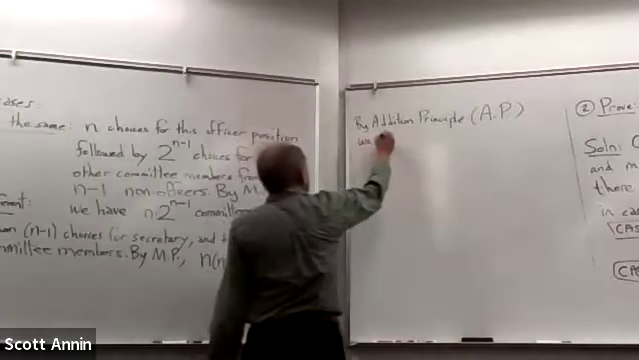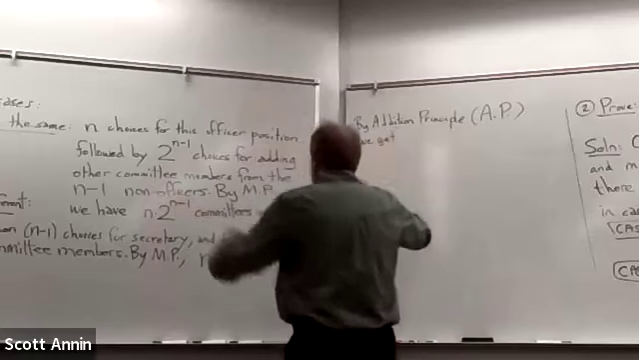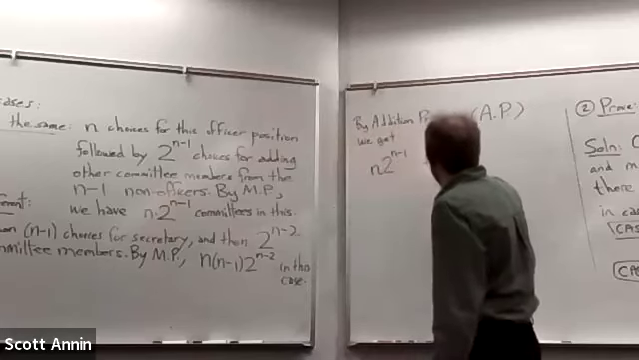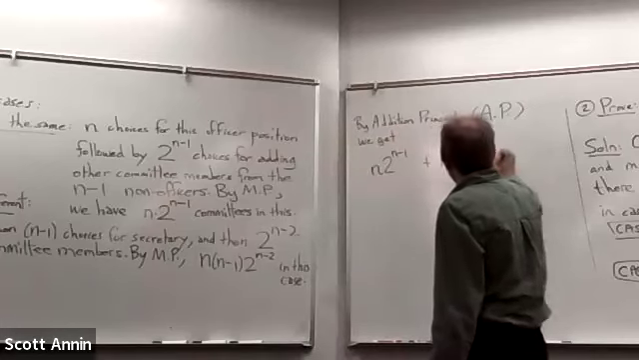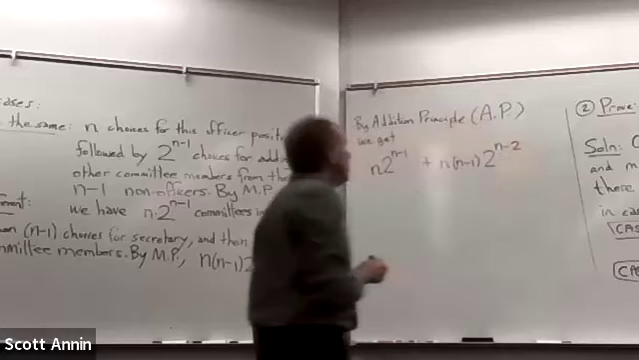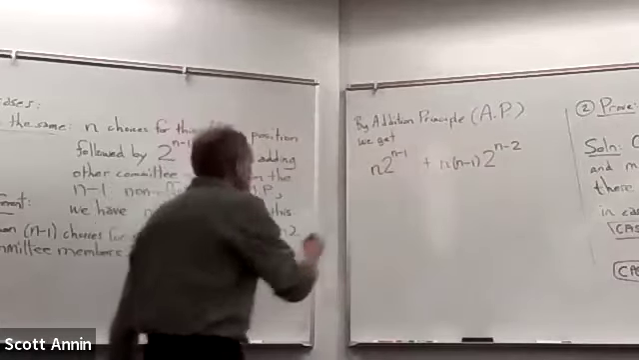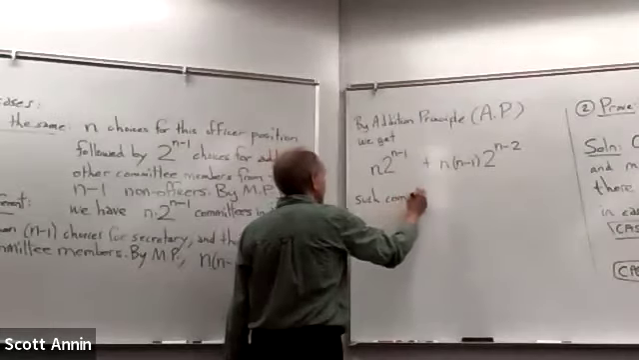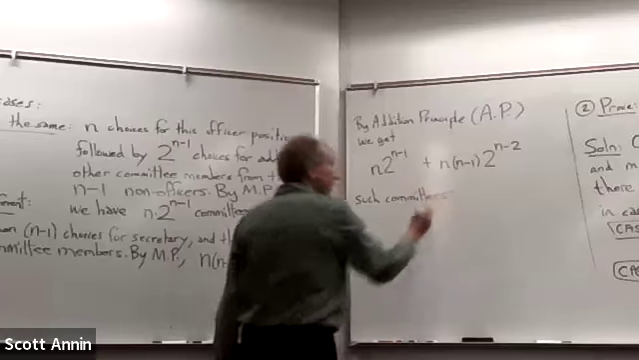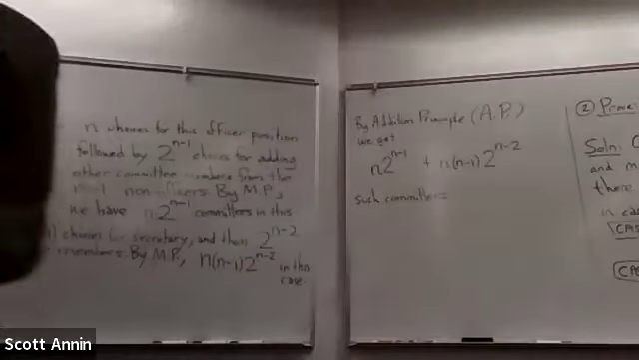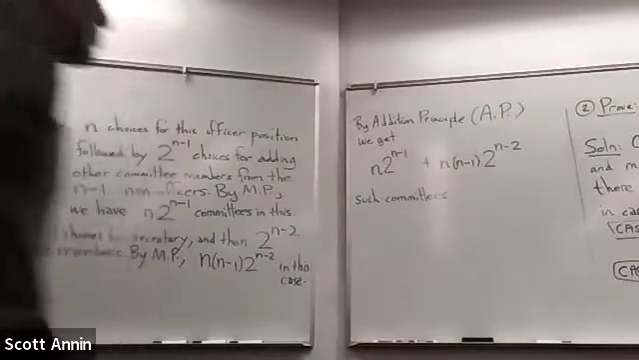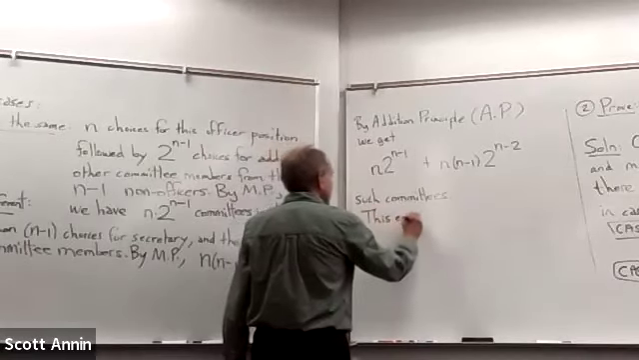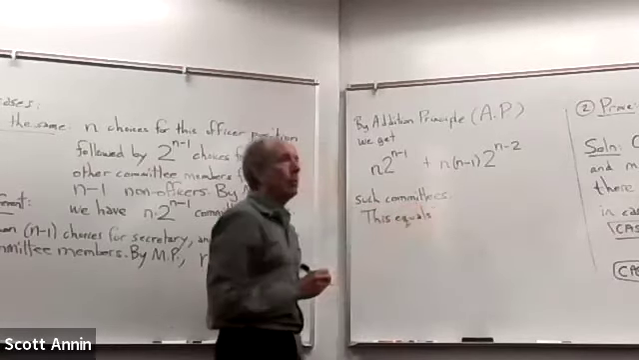We get how many such committees? First case, we had n times 2 to the n-1, and now to that I have to add n times n-1 times 2 to the n-2 such committees. Now the question is, does that somehow agree with the summation? So we have to do a little simplification here, right? This equals, let's see, what should I maybe do?